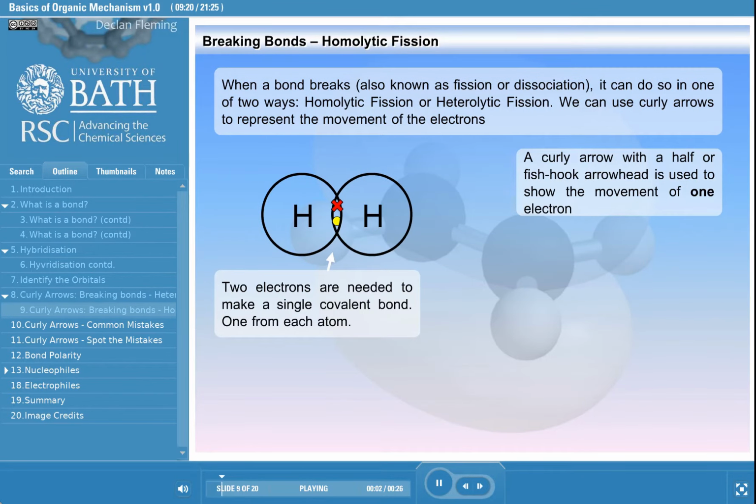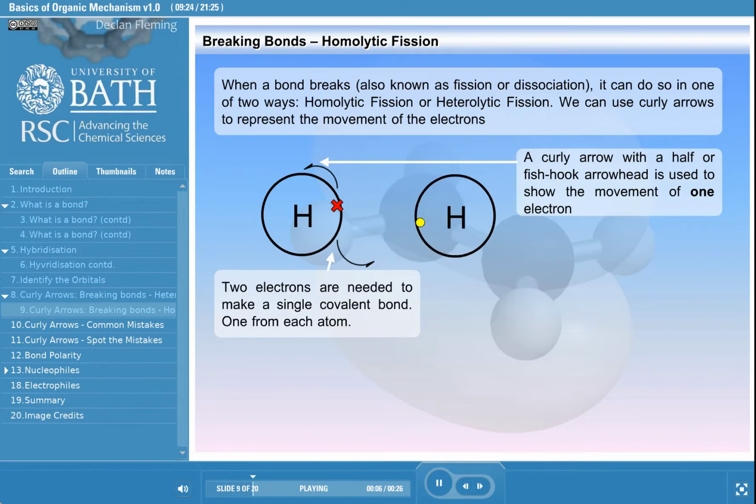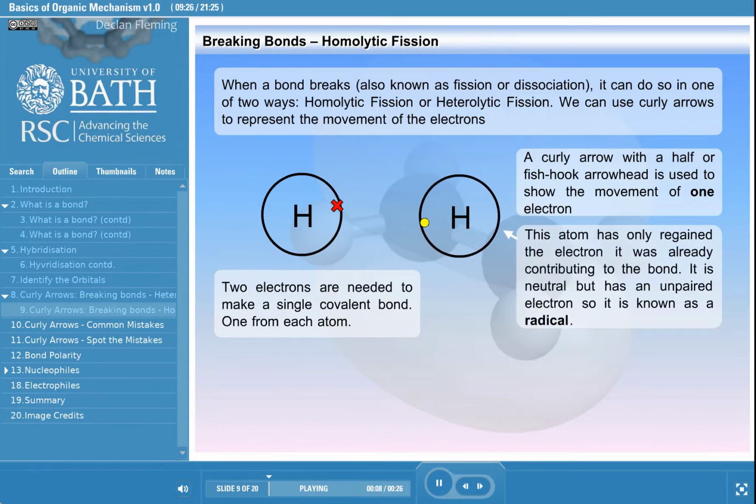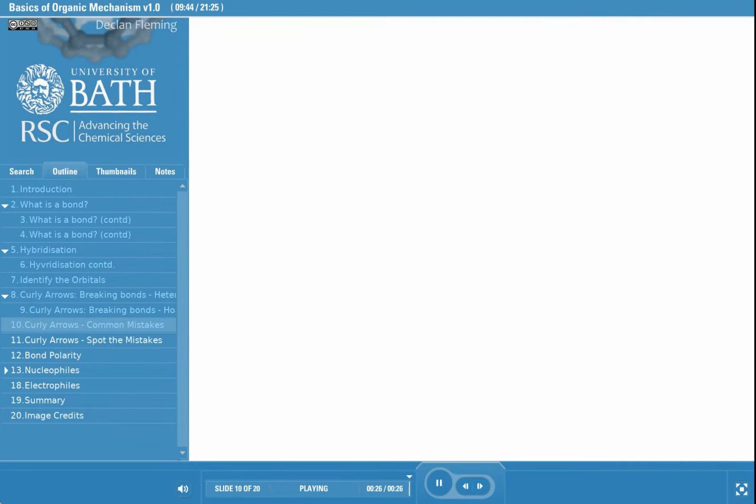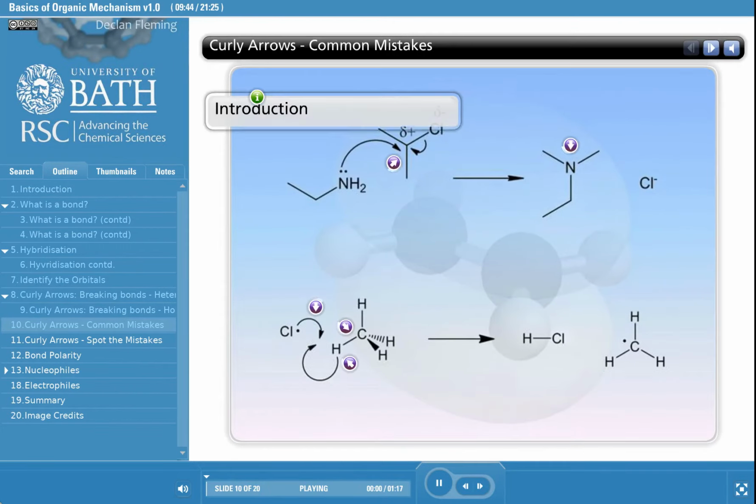We use a curly arrow with a half or fishhook head to show the movement of 1 electron. Here both atoms retain the electron they were already contributing to the bond. Neither gains a charge. We call these species with unpaired electrons radicals. This would be written as follows. Note that the arrow starts where the electrons have come from, the bond, and finishes where they end up, the atoms.